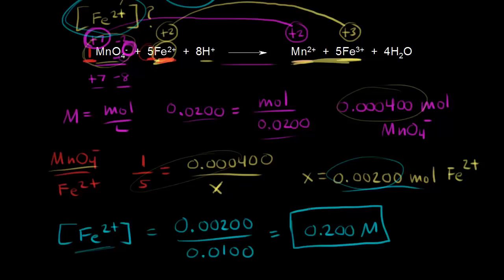So you could have used the MV is equal to MV equation and modified it because our ratio isn't 1-to-1 here. So that's another way to do it. But I prefer to actually sit down and do these calculations and think about exactly what's happening.